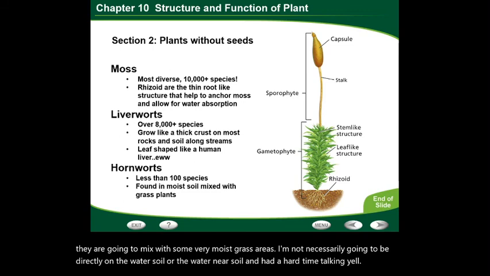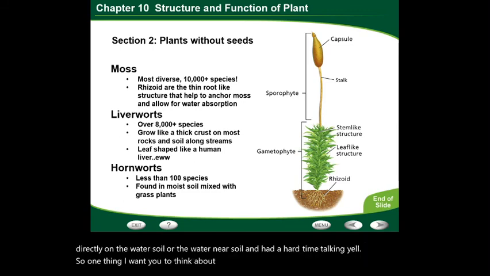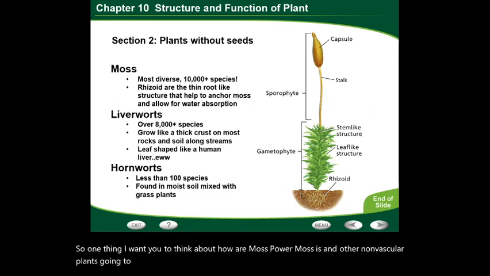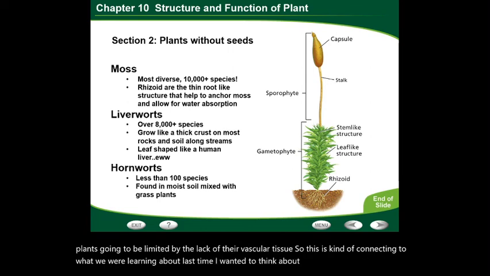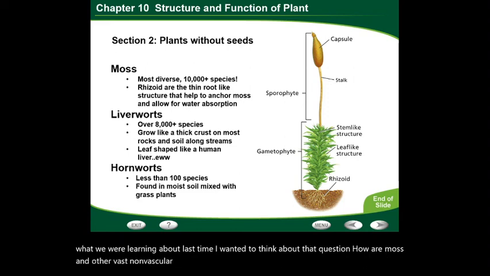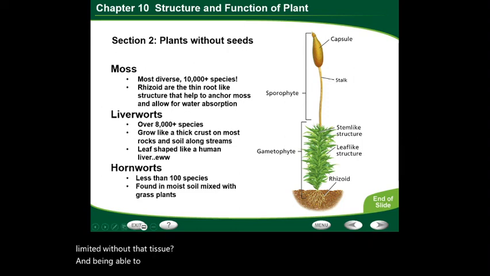So one thing I want you to think about: how are mosses and other non-vascular plants limited by the lack of vascular tissue? This connects to what we were learning about last time. I want you to think about that question. How are they limited without that tissue in being able to survive? I want you to answer that question in the classroom chat, okay? And stick around for the next video.